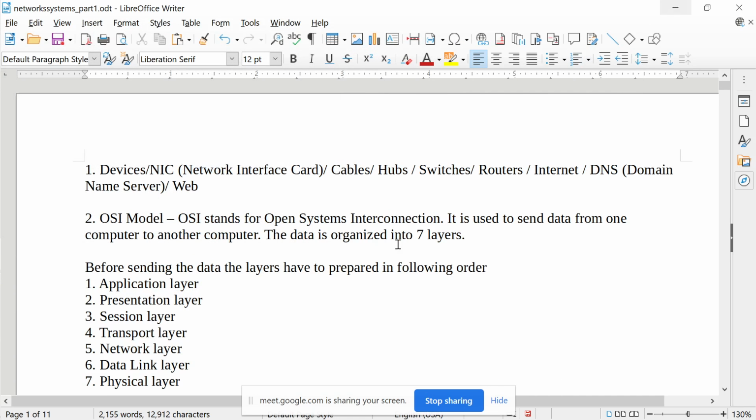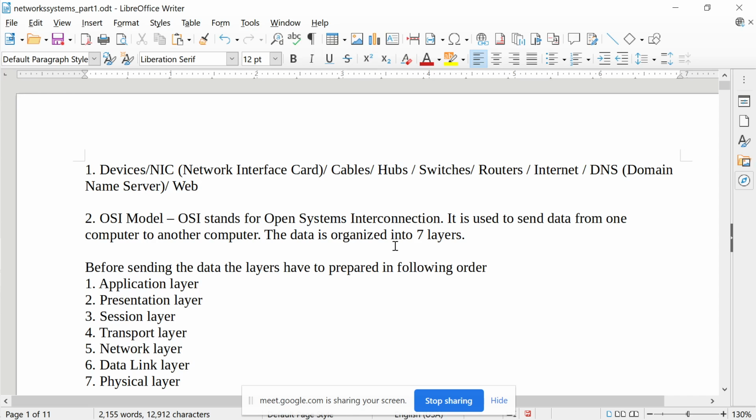So two devices are used to connect to the internet. Let's say you're sending a WhatsApp message. That message has to go to another device, so I need two devices. One device has to be used for sending it, and one device has to be used for receiving it.